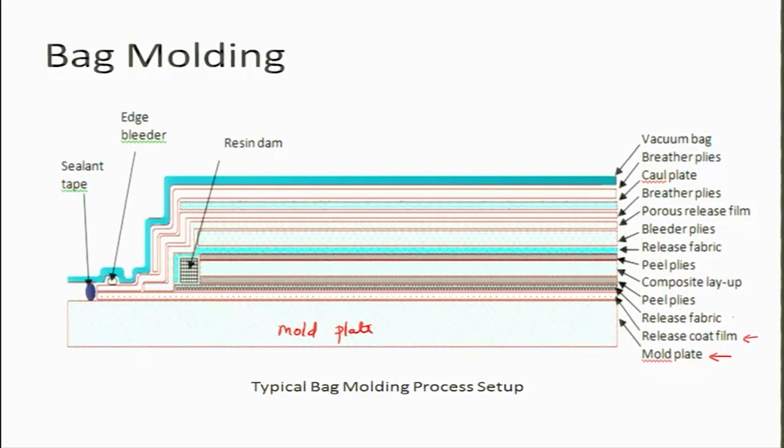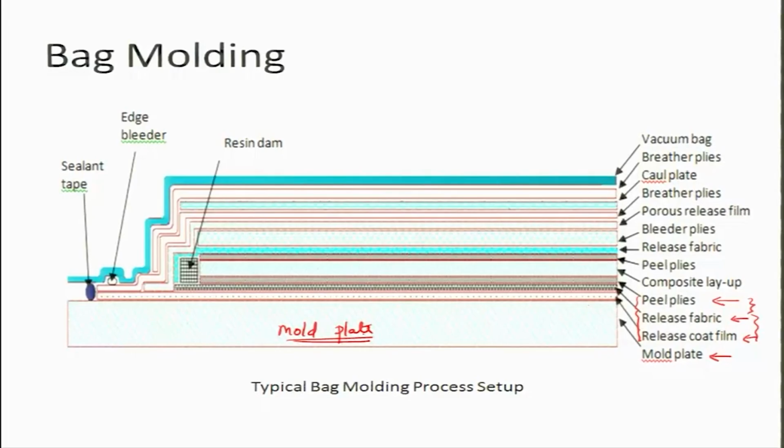Then it is not just a film, I also put a release fabric. Okay. So release fabric is again a non-sticky surface, and that also serves the same purpose. And then I put some peel plies. So what do these peel plies do? All three, the peel plies, release fabric, and release coat film, collectively ensure that the mold plate is protected against the epoxy.